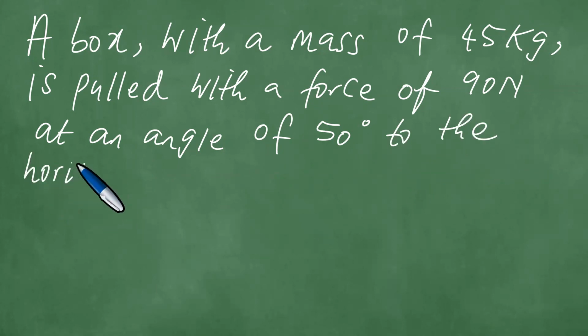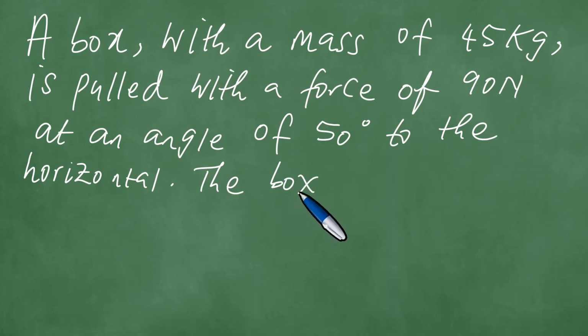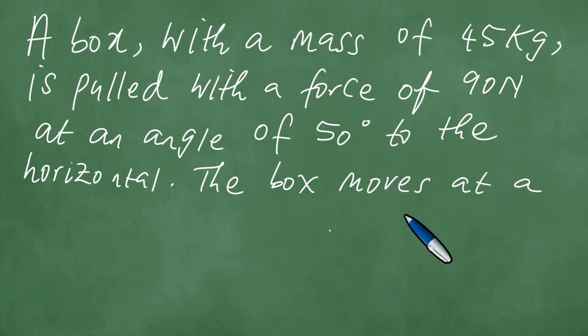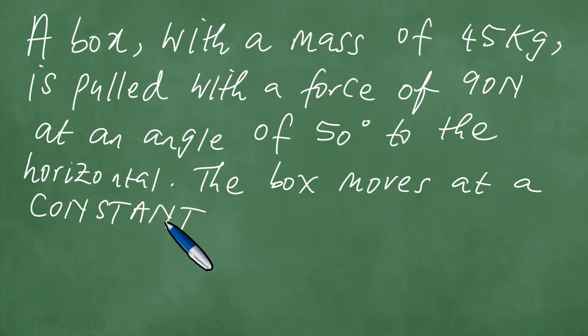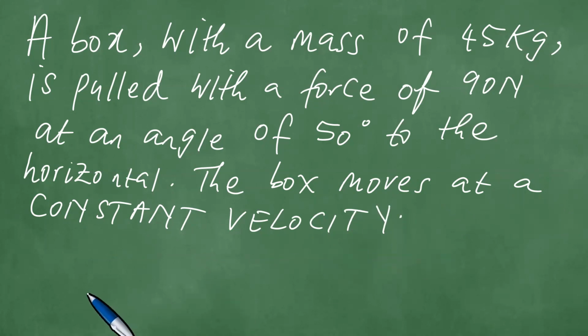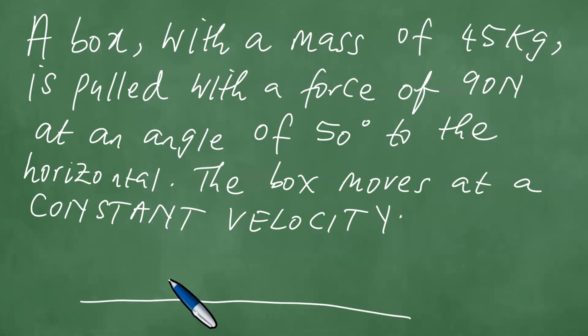Furthermore, the box moves at a constant velocity. And then now we have the situation. If we draw like this, here is the box and there's a mass of 45 kilograms.